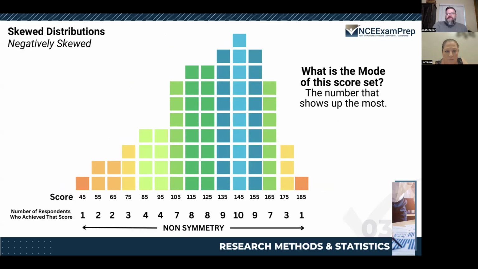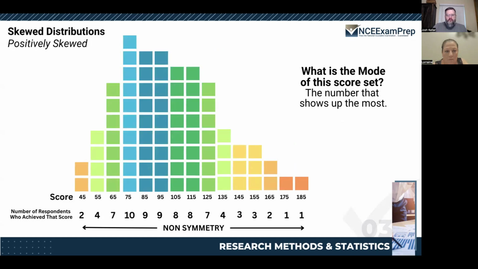What about on this one? This is a skewed distribution that's negatively skewed. What is the mode of this score set? The number that shows up the most? 145. Yeah, we can look and see visually that it's 145. Also, I've got it numbered down here at the bottom. So there's 10 people that scored 145. So 145 is the mode of this score set. How about this one? 75. Good, 75. It's easy to tell when the data is lined up like this and it's all organized what the mode is.